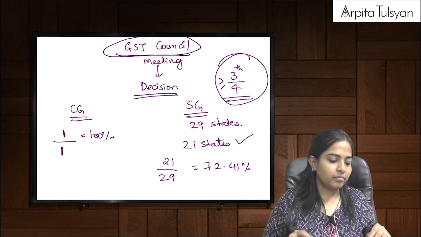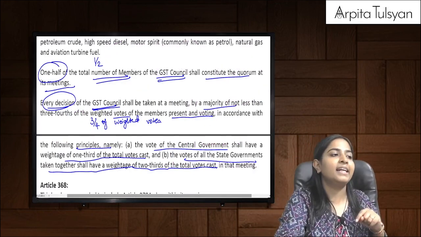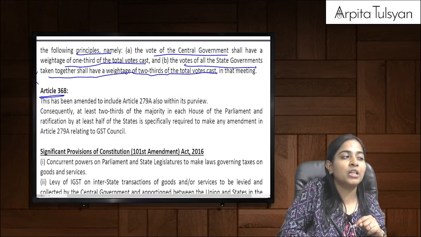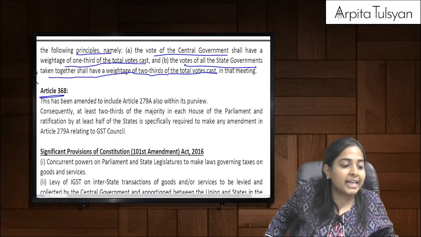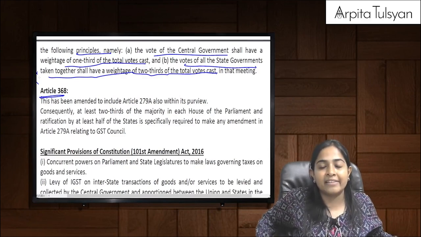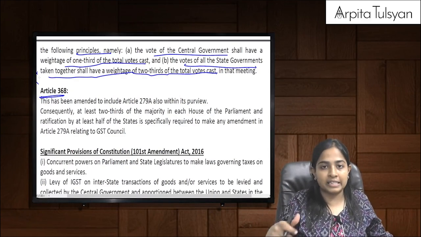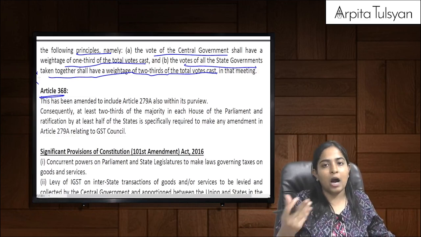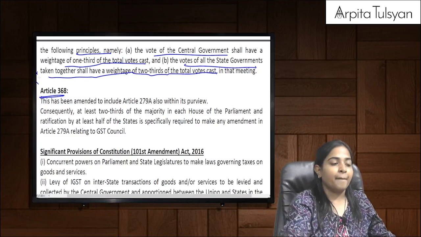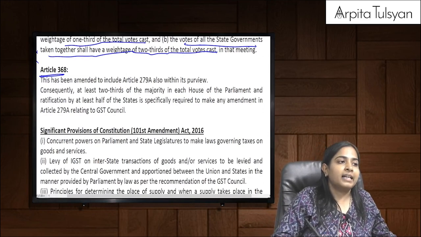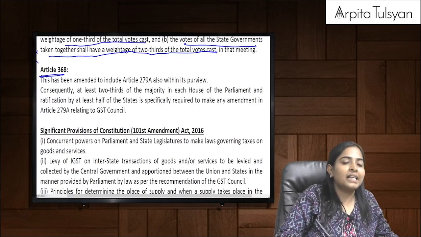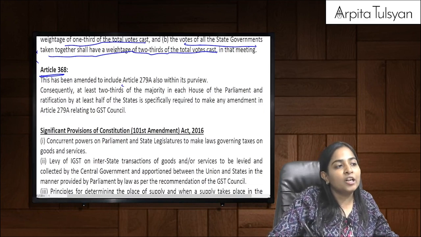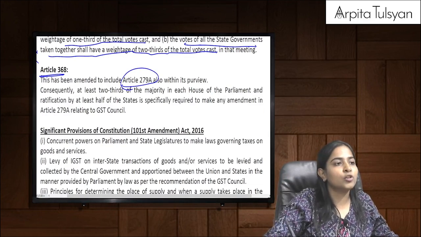And one more thing that I will take together itself, that is article number 368, which is linked to the above, so that you don't get confused. In the above article 279A, we studied about the quorum of the GST council and about voting, how it is supposed to be done. Now here we are studying article number 368. This has been amended to include article 279A also within its purview.